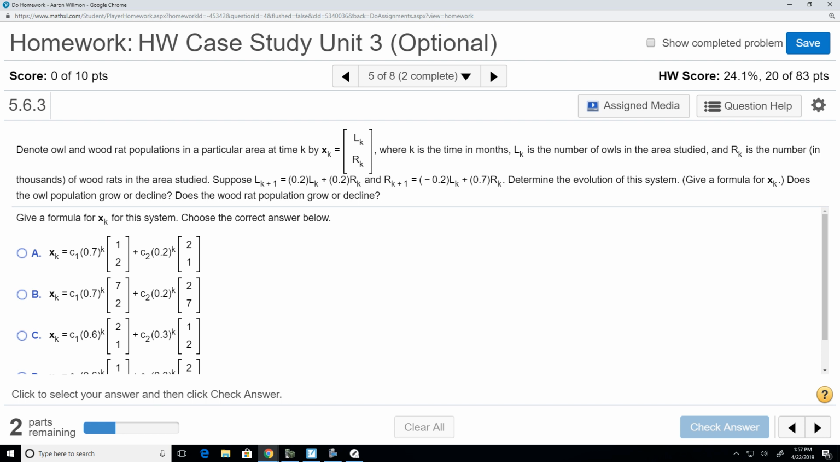All right, so determine the evolution of this system. Give a formula for x of k. Does the owl population grow or decline? So let me screenshot this.